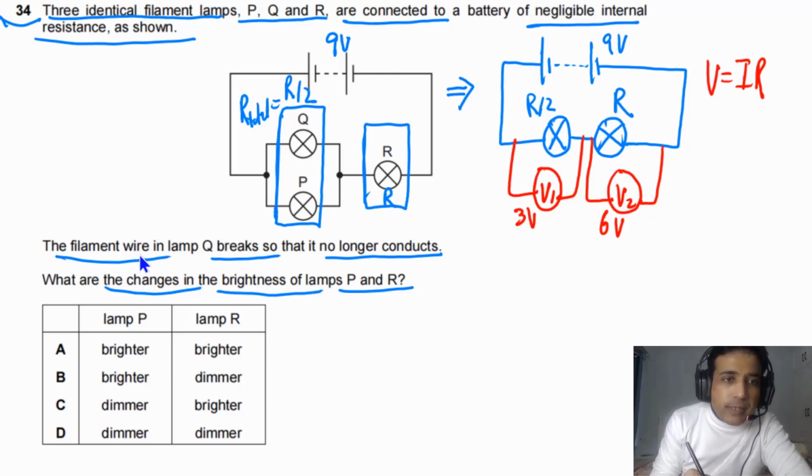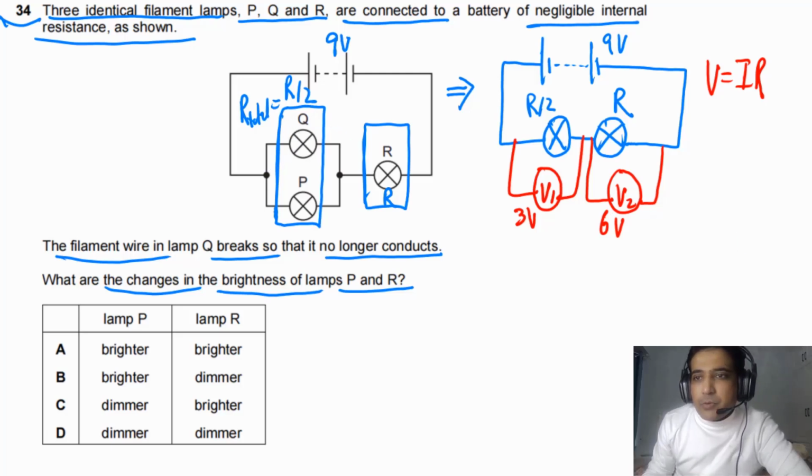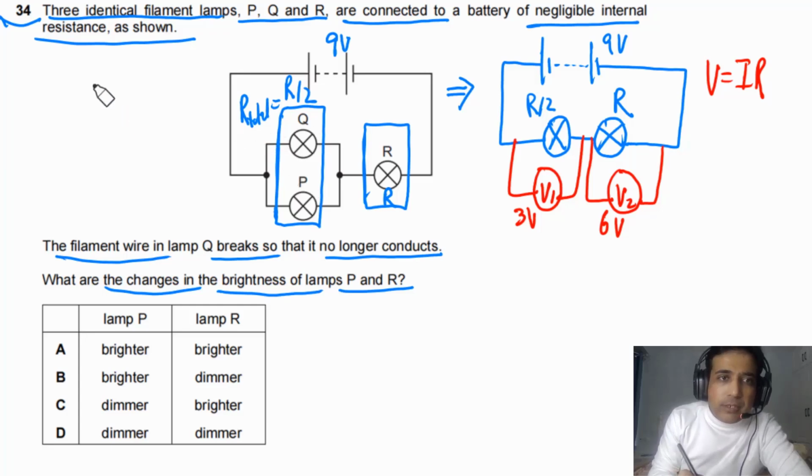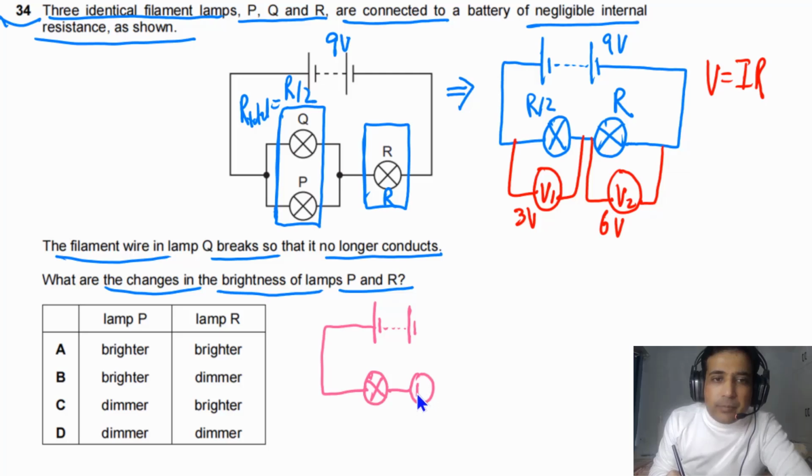Now it is given to us that the filament wire in lamp Q breaks, meaning this is not conducting electricity. So we can redraw the circuit now. This is our power supply, and we have only two lamps now. We have lamp P, Q is not conducting, and we have lamp R. They are connected in series now.